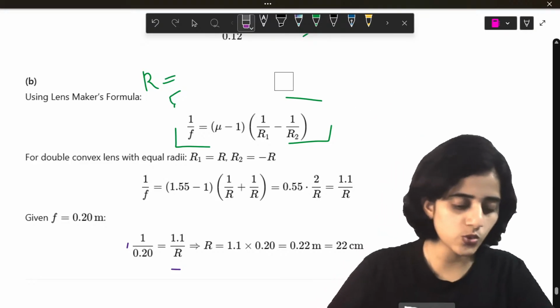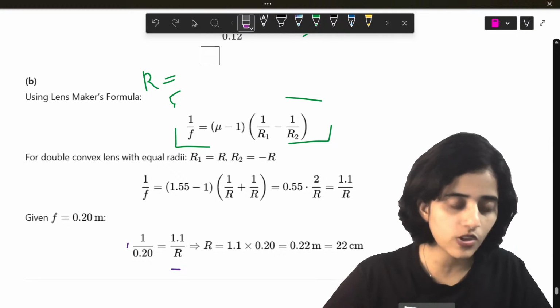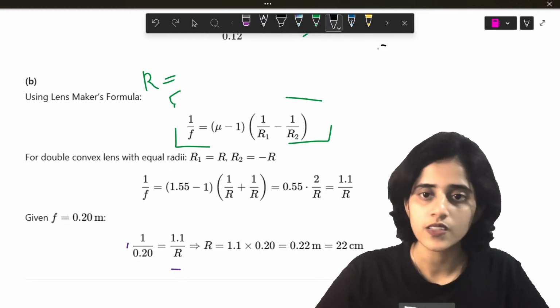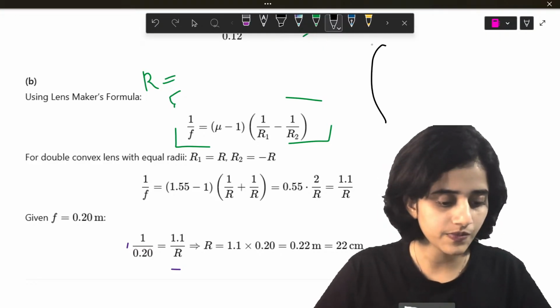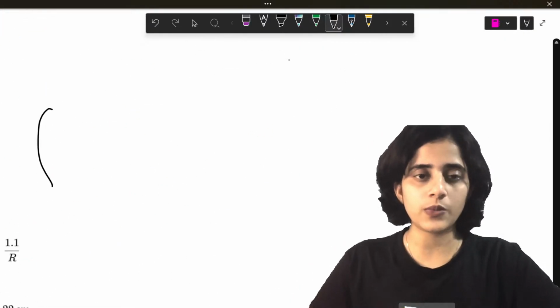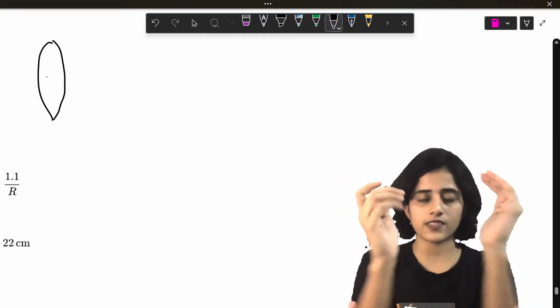Okay. Let's do it. Now the question says it's a double convex lens. Can you see, or is my head in the way? Okay, I will draw it here. It's a double convex lens, so it's like this.